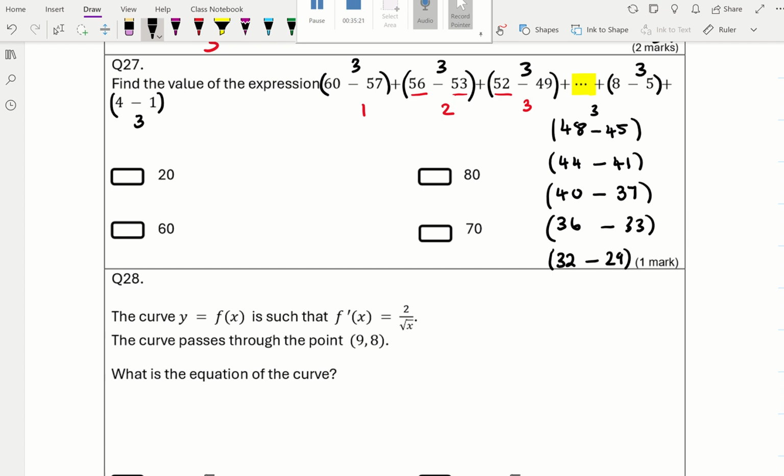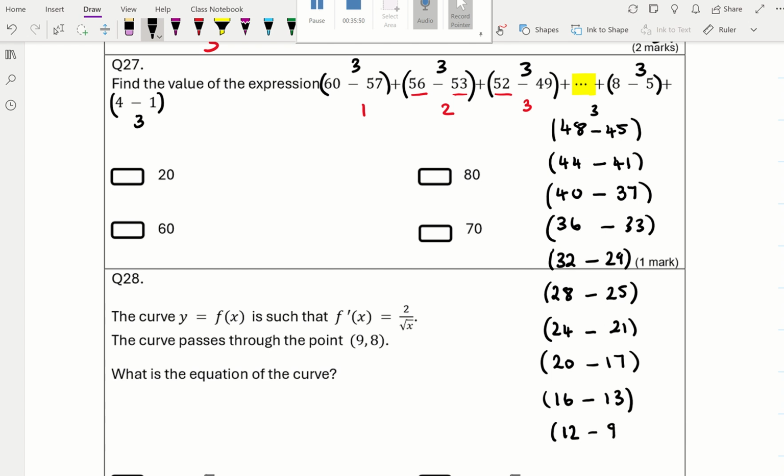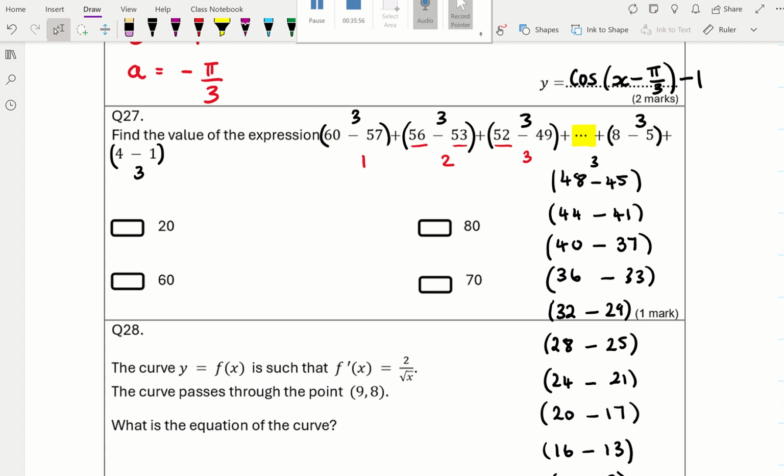Minus 3 is 29. And from 29, I go to 28. Minus 3 is 25. From 25, I go to 24. Minus 3 is 21. 21, I go to 20. Minus 3 is 17. I go to 16. Minus 3 is 13. And I go from 13 to 12. Minus 3 is 9. And I have now got to the 8 to 5, which is already there.